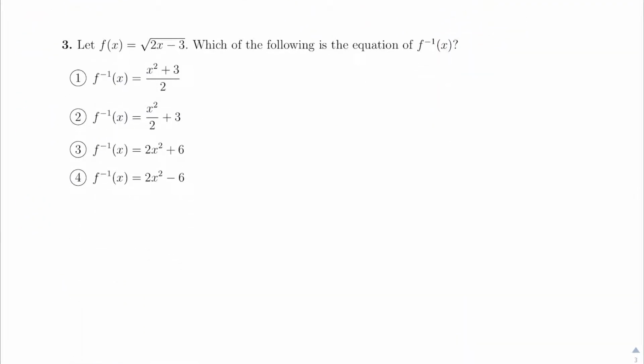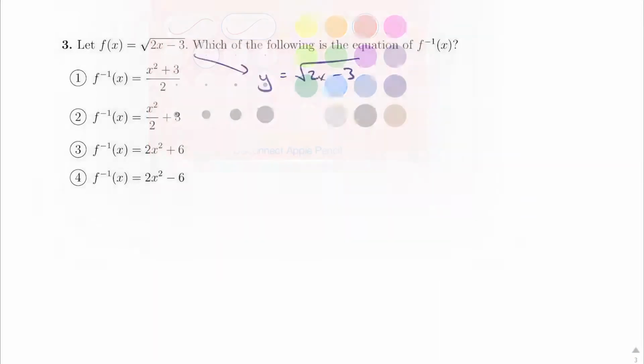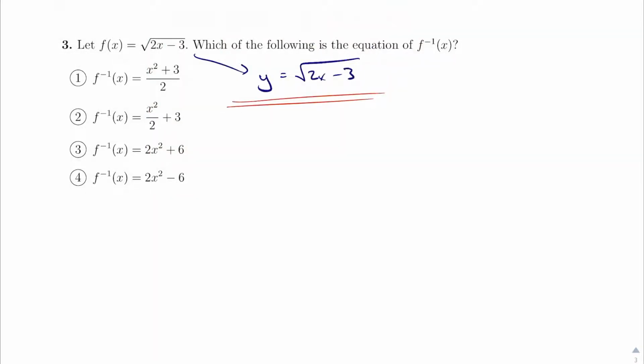Let f of x equal this. Which of the following is the equation for f inverse of x? So to find the inverse, we need to switch the input and output. So let's start by writing the output in a simpler way. Instead of writing it as f of x, let's write it as y. Now we're going to switch the input and output, so our function becomes the inverse. So switching input and output gives us x equals the square root of 2y minus 3.